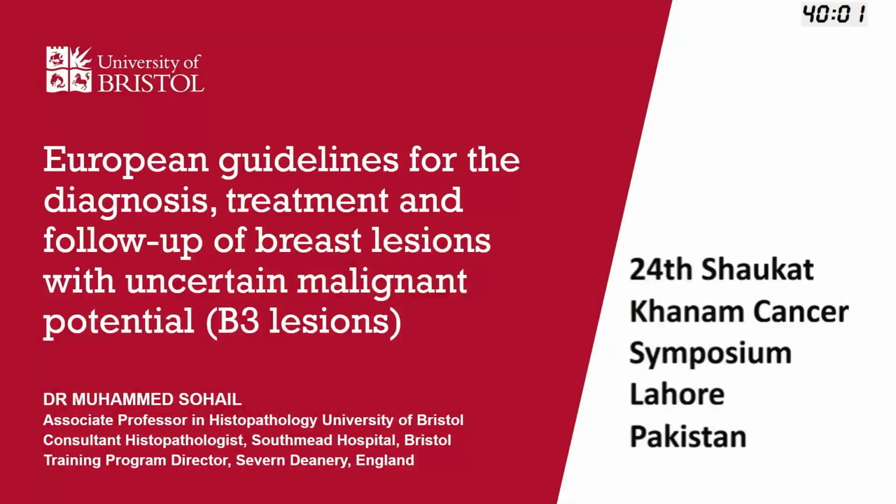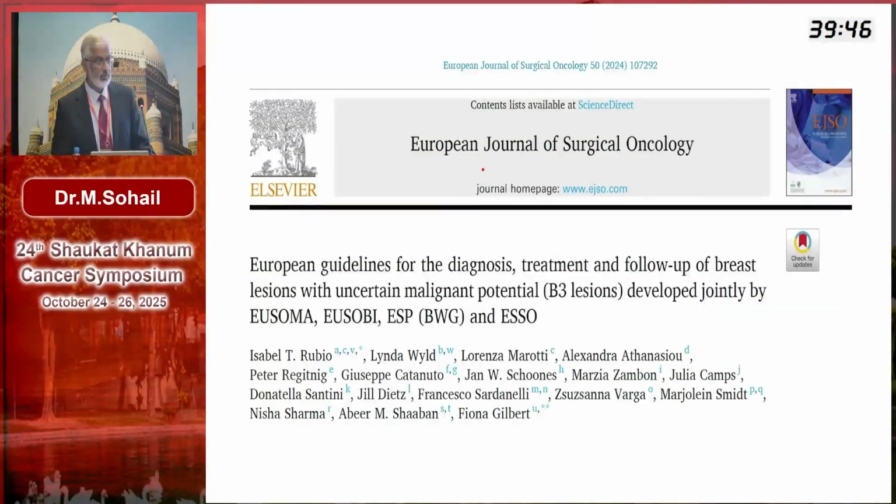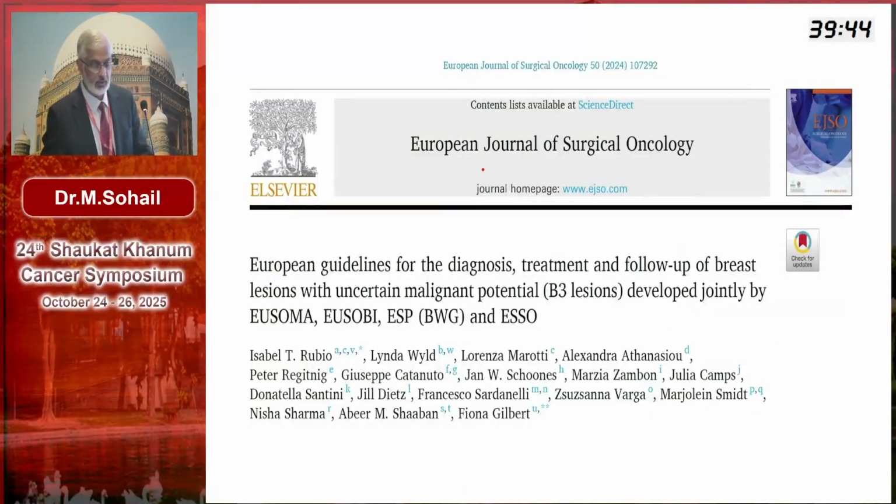Thank you, Sheba. Thank you, Mudassir, and welcome all the participants. Assalamu alaikum. So today we'll be looking at the European guidelines for the diagnosis, treatment, and follow-up of breast lesions of uncertain malignant potential, which we call B3 lesions. I hope you are able to hear me. These guidelines were published last year in the European Journal of Surgical Pathology and developed jointly by EUSOMA, EUSOB, ESP, and ESSO.